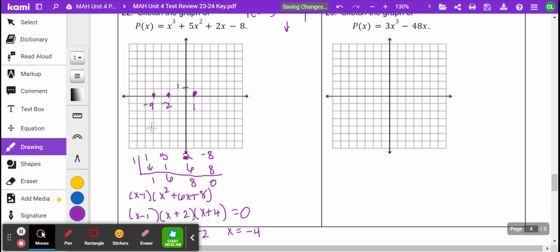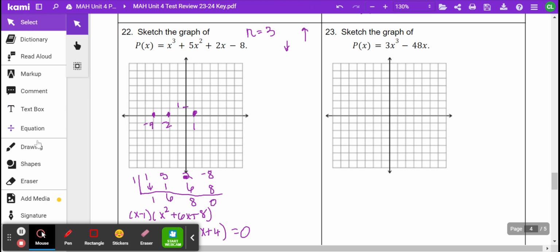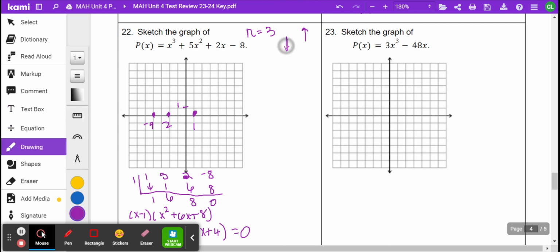Combining this with my end behavior, low on the left, right? That's what we said. We said it was down on the left and up on the right. We don't know how high it comes, and it really doesn't matter. We don't care how high it goes. But we do know it goes all the way down to my y-intercept, which is at negative 8, and then comes back up. There we go. That's good enough for me.